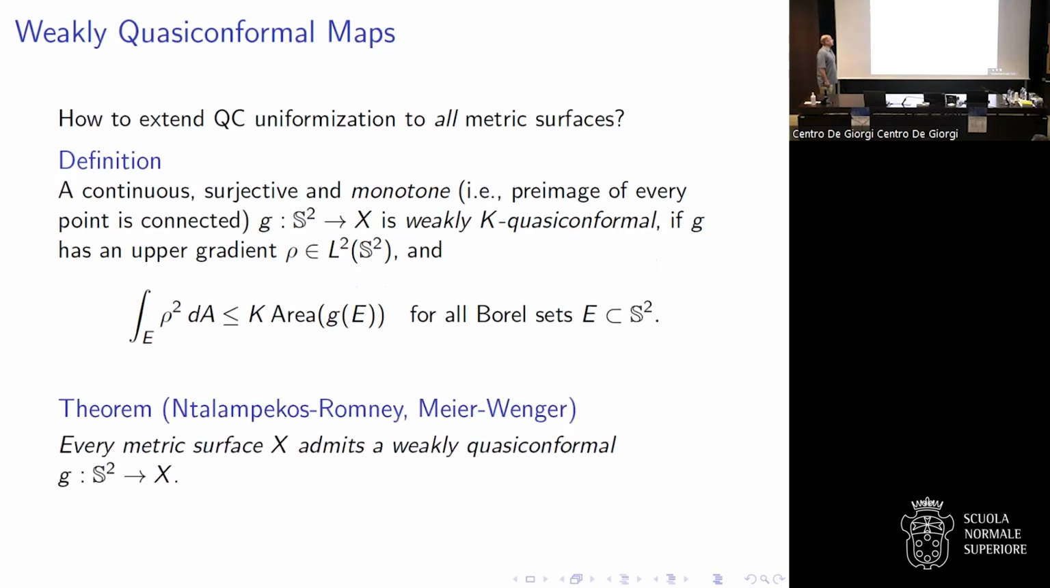And now kind of the ultimate theorem on this quasi-conformal uniformization answers a question by Stefan and myself, by Dimitrios Ntalampekos and Matthew Romney. And before, Damaris Meier and Stefan proved it under a mild extra assumption that every metric surface admits a weakly quasi-conformal uniformization. So this, as far as I am concerned, solves the uniformization problem in this setting. Of course, there's fractals and everything one could consider and will consider.